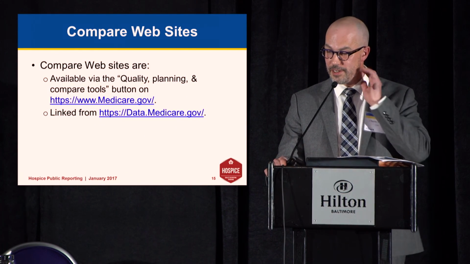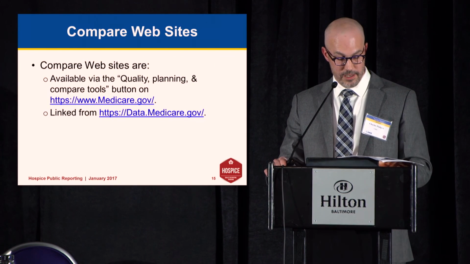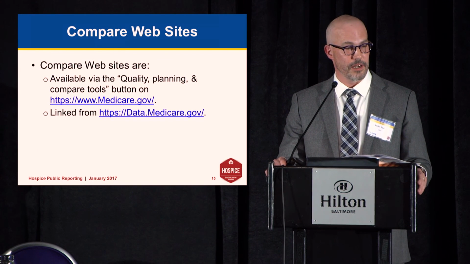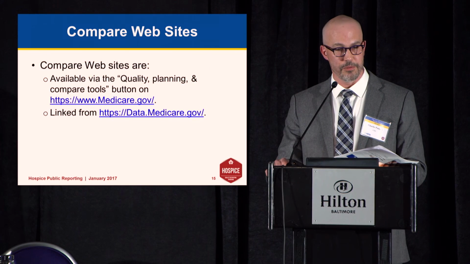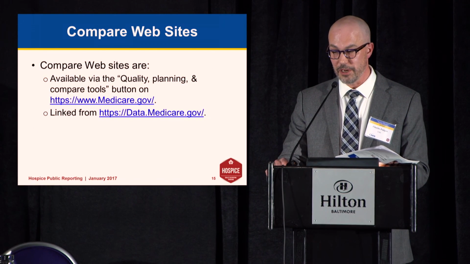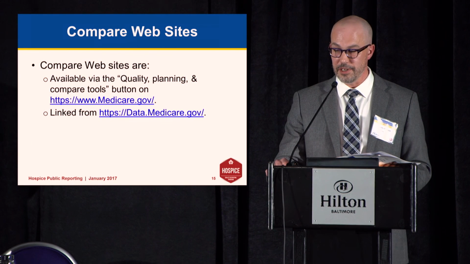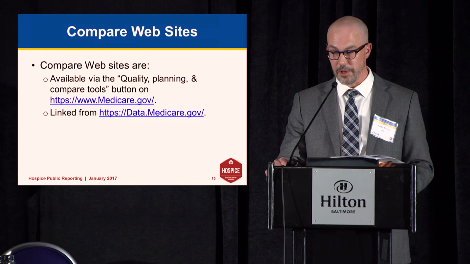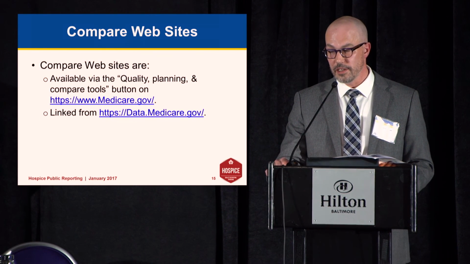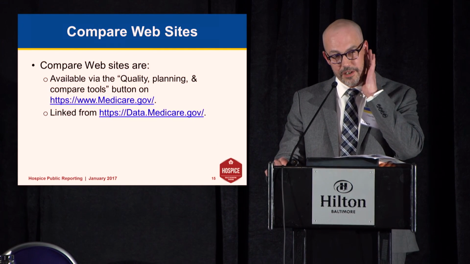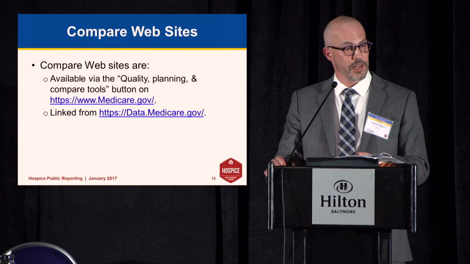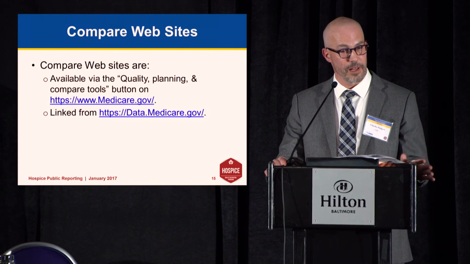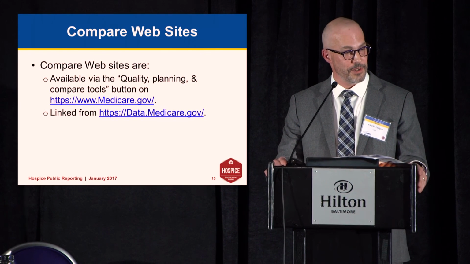All right. Compare websites are available, and you can navigate to them by going to Medicare.gov. That's sort of a launching page for many different things, including the Compare websites. Once you get to the Medicare.gov page, you would just navigate to the Quality Planning and Compare Tools button, which is toward the bottom left-hand side of the page. The Compare websites will also be linked from data.medicare.gov. And as is the functionality now, once you're on any Compare site, you'll be able to directly link from that website to any other CMS Compare website.